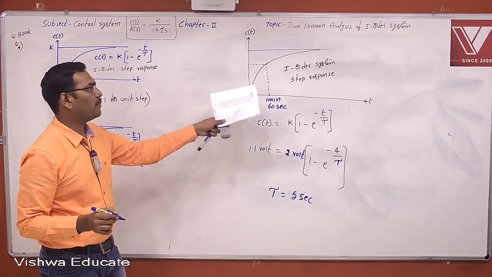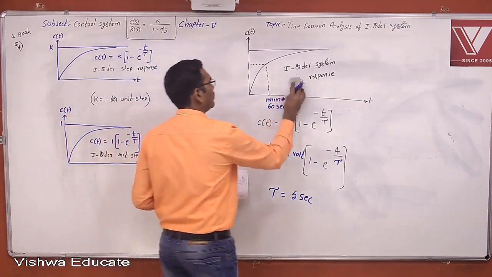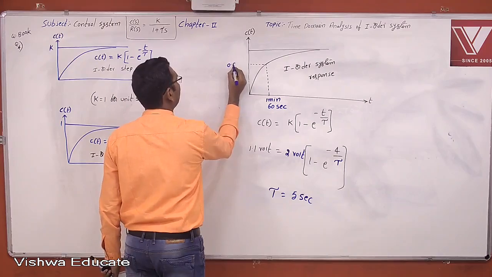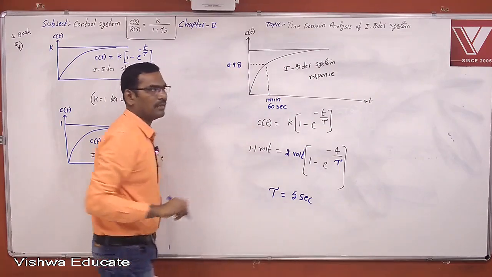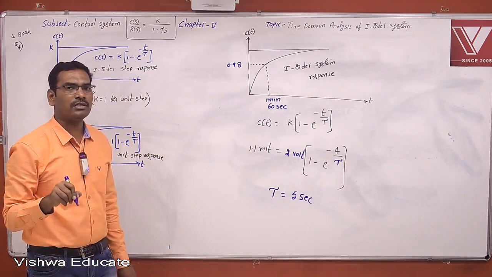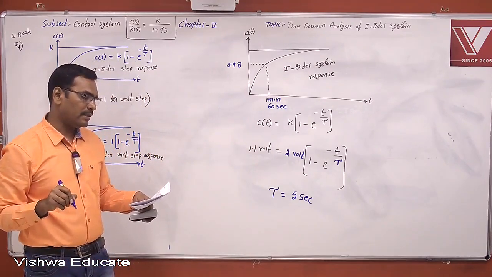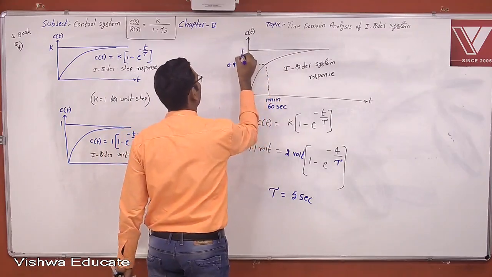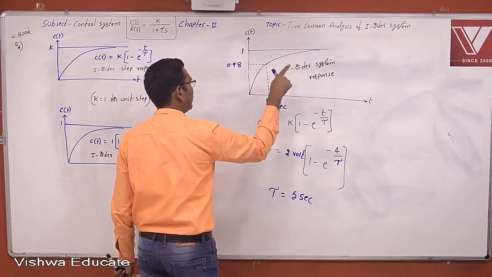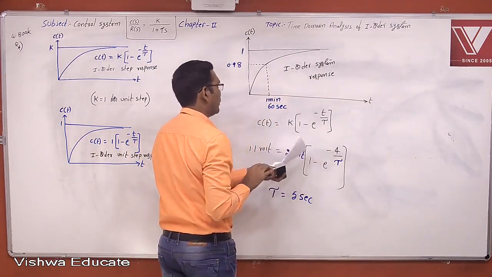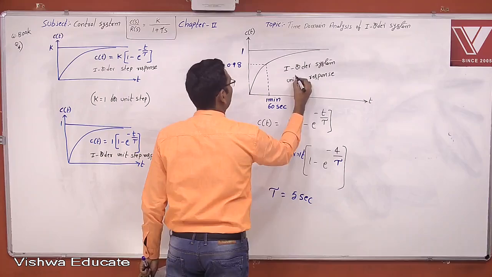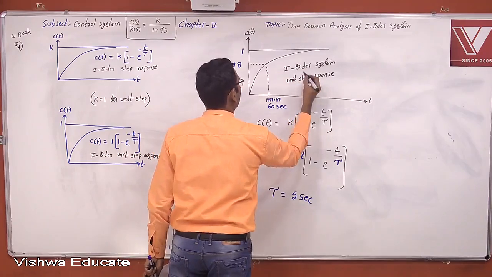A thermometer represents a first order system. The response will take 1 minute to indicate 98% of the unit step. In the question it is mentioned 98% of the unit step, which is very simple. A unit step means the steady state value is 1. The question itself gives the first order, so this is the first order unit step response.